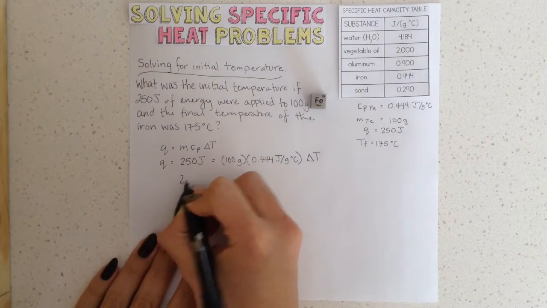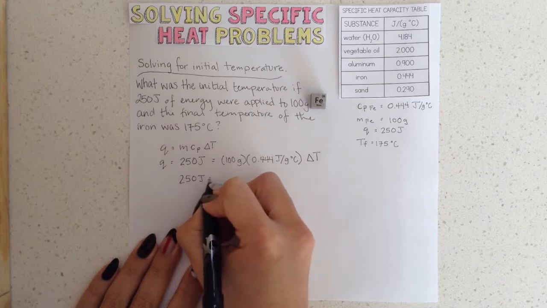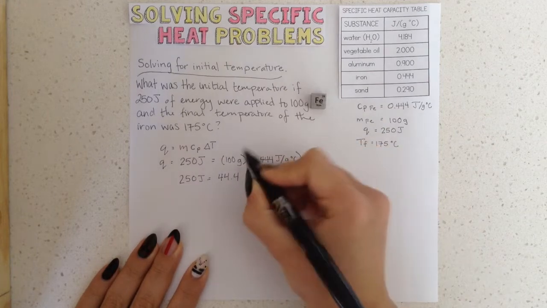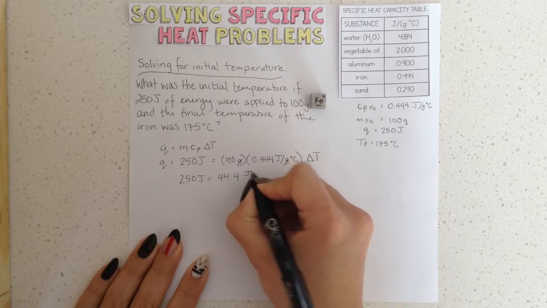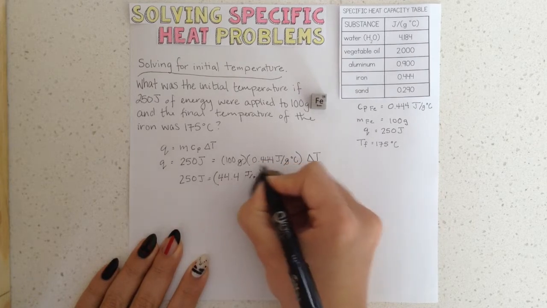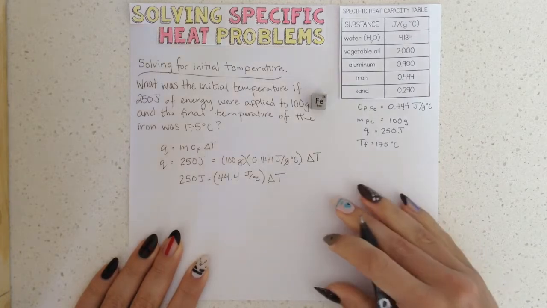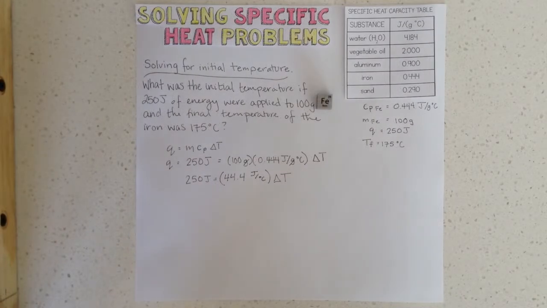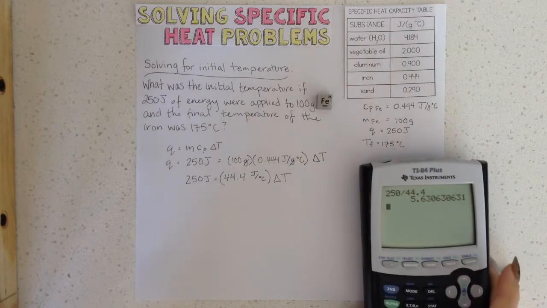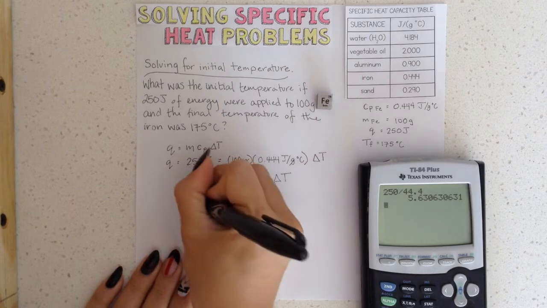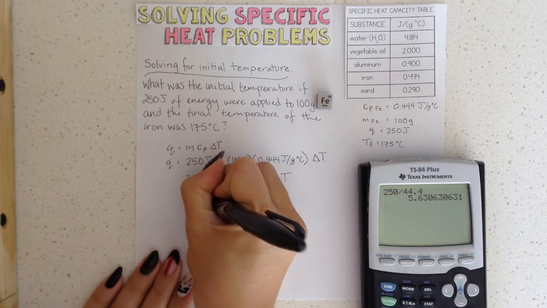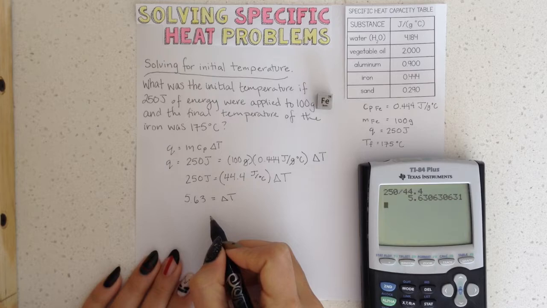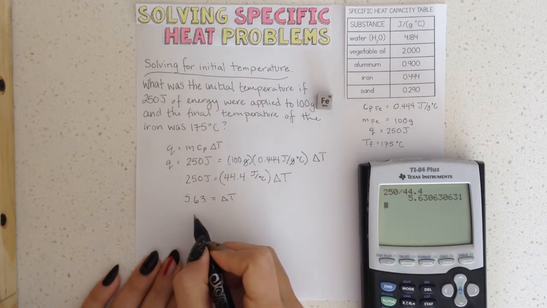What I'm going to do is 250 joules is going to be equal to 44.4 joules per degree C, just simplifying this right here, multiplied by our change in temperature. So if I'm looking to solve for the change in temperature, I have to divide both sides by 44.4. And that is the change in temperature that we just solved for. So the temperature has changed 5.63 degrees.